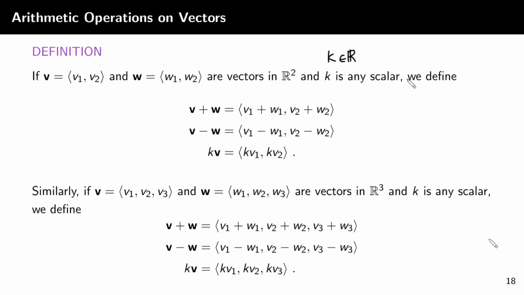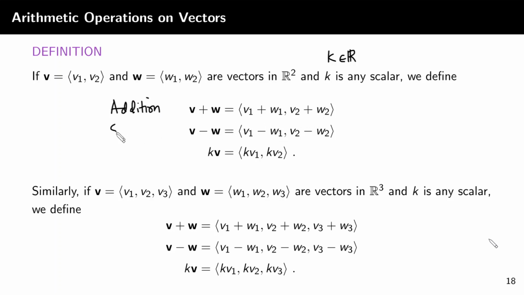So we define addition of vectors as follows. So V plus W is just a vector whose components are V1 plus W1 and V2 plus W2. So simple lang tong definition natin. To add vectors, so ito ay addition, you just add their respective components.